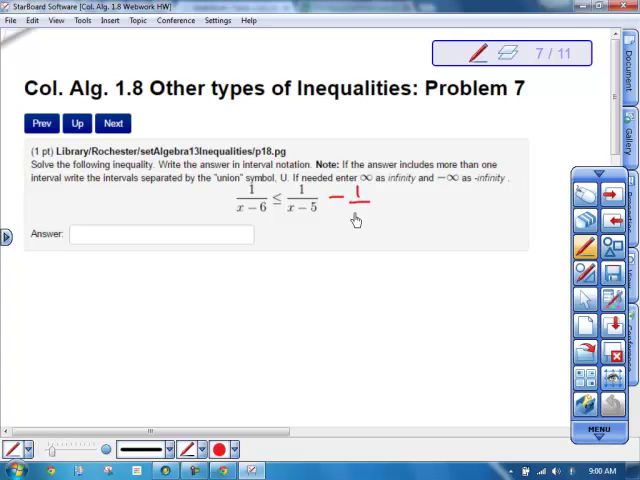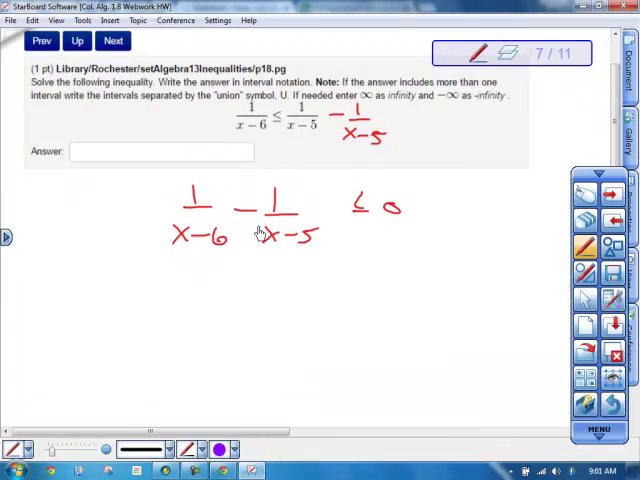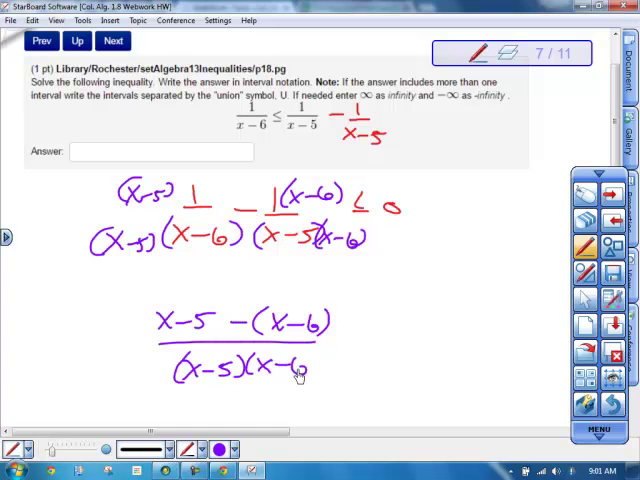What we can do is subtract both sides by 1 over x minus 5. Okay? So it would be 1 over x minus 6 minus 1 over x minus 5 is less than or equal to 0. Now I'm going to combine these fractions. To do it, I need a common denominator. So I'm going to multiply the top and the bottom of this one by x minus 6. And I'm going to multiply the top and the bottom of this one by x minus 5. So that gives me x minus 5 minus x minus 6 in the top, all over the common denominator, x minus 5 times x minus 6. And that's less than or equal to 0.